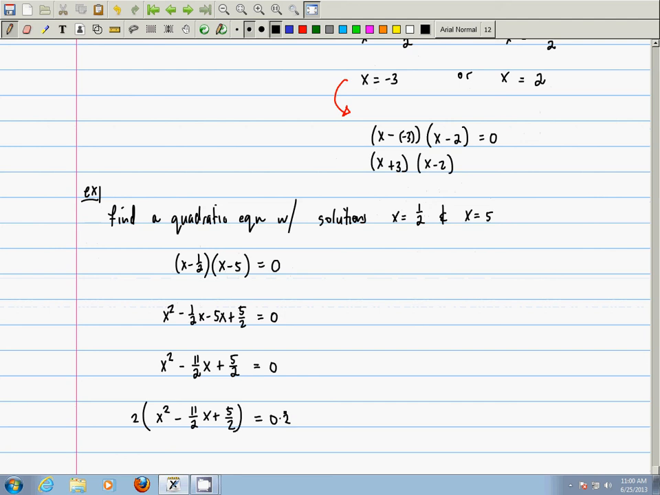Right, so 0 multiplied by 2 is 0. And if you multiply the left-hand side by 2, you get 2x squared minus 11x plus 5. There's a quadratic equation with integer coefficients that has solutions 1/2 and 5.